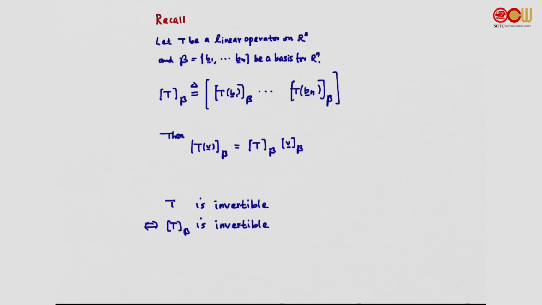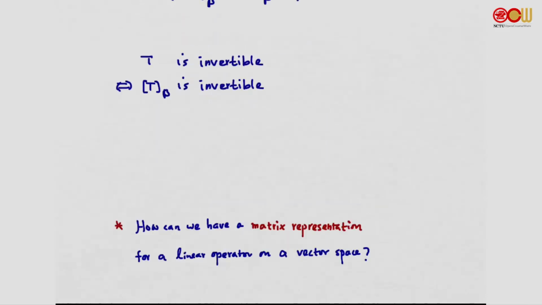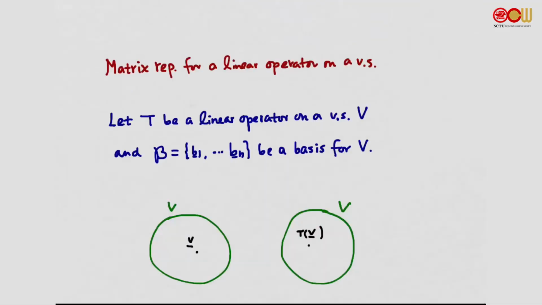For vector spaces, a matrix representation is all the more convenient. Why? Because it's a matrix, and we have derived so many properties about matrices. If we can have a matrix representation of a linear operator on a vector space, we can then use what we have learned about matrices to study the linear operator. So how can we have a matrix representation for a linear operator on a vector space?